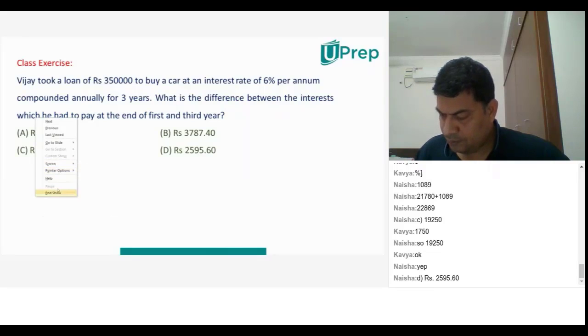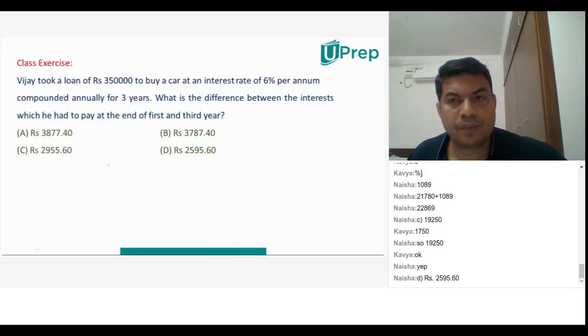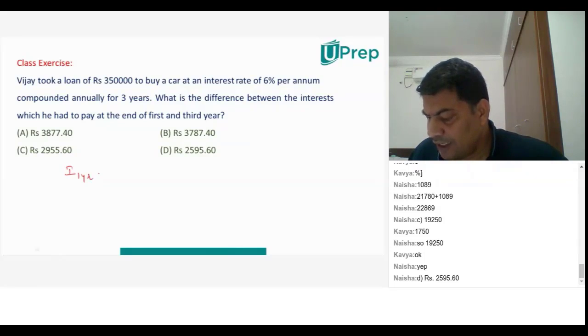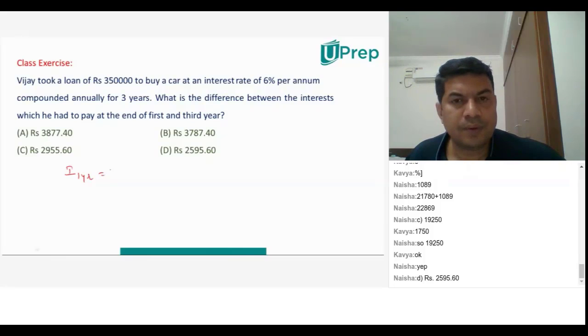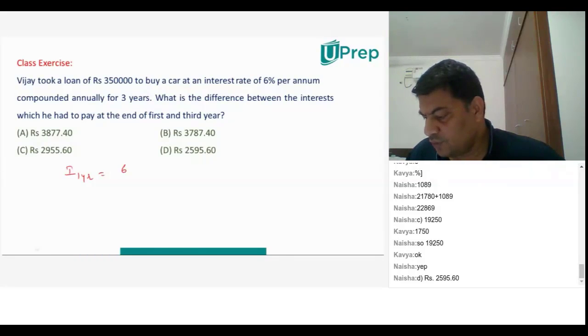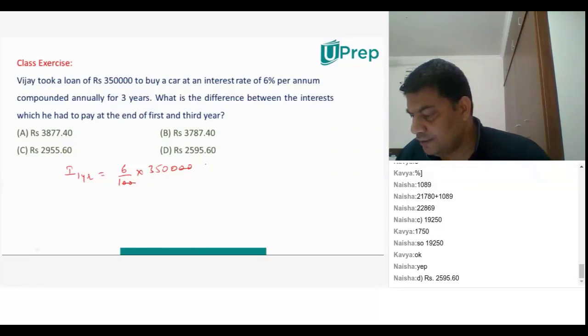So first find the interest for the first year, on rupees 3,50,000. Interest at the end of 1 year, you calculated which is what? 3,50,000 times 6 by 100. So 6%, which is 6 by 100 times 3,50,000. Yeah, 2 zeros get cancelled. So how much is that?